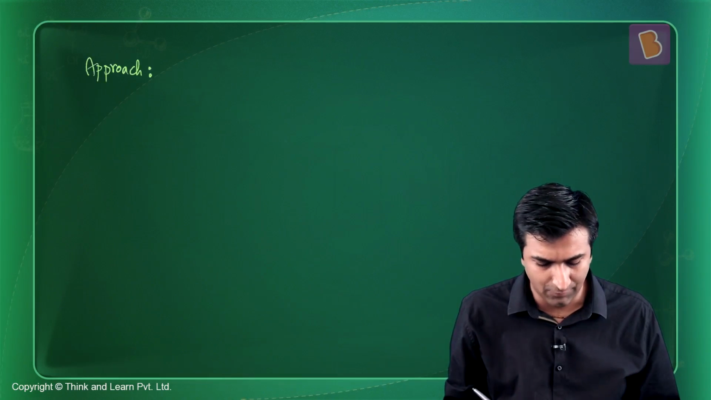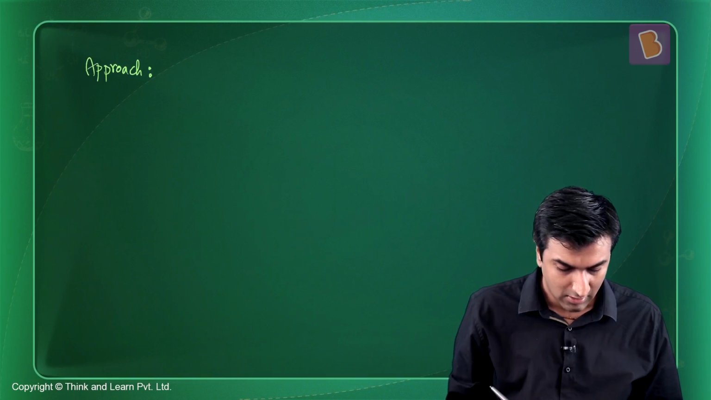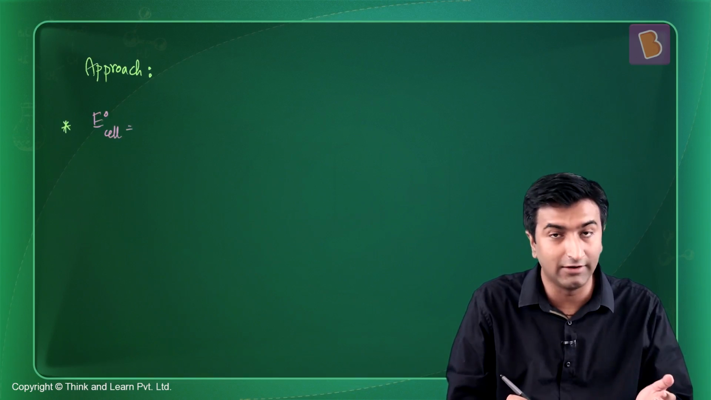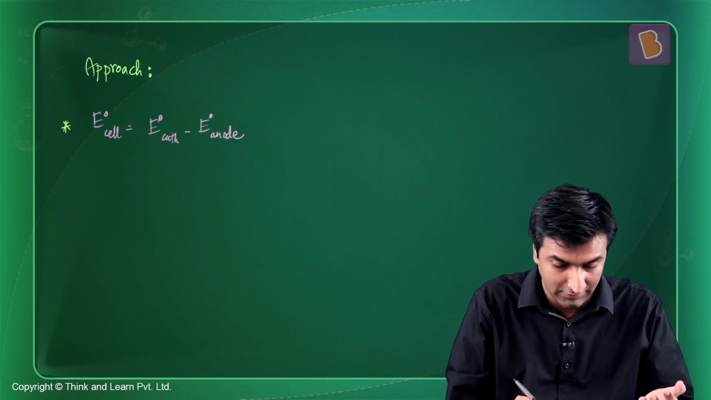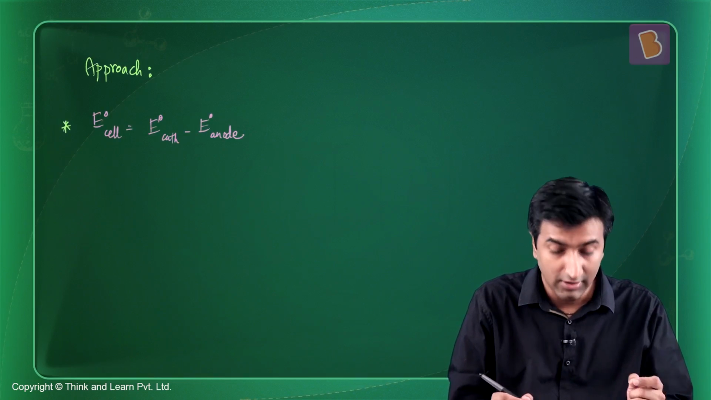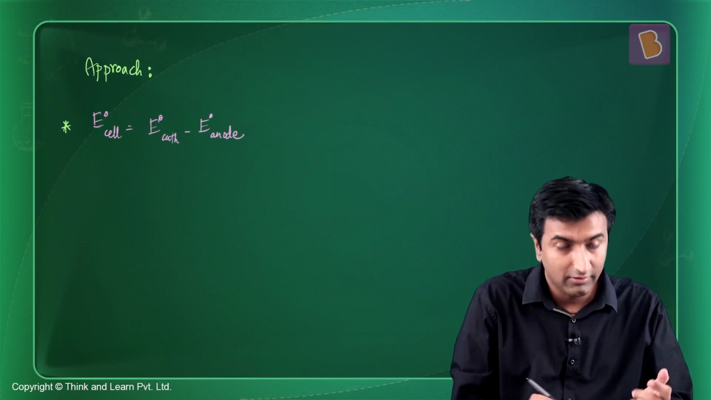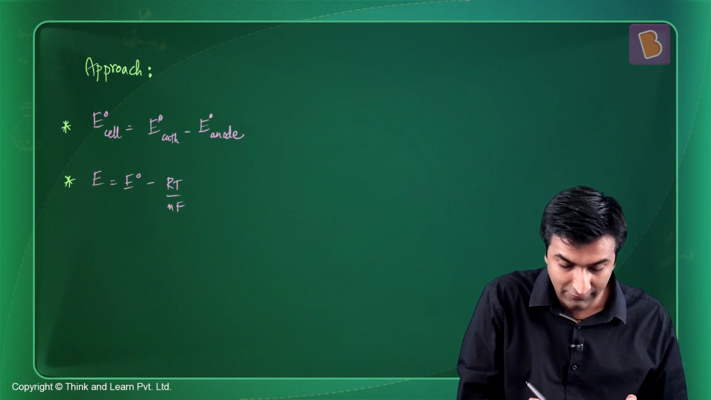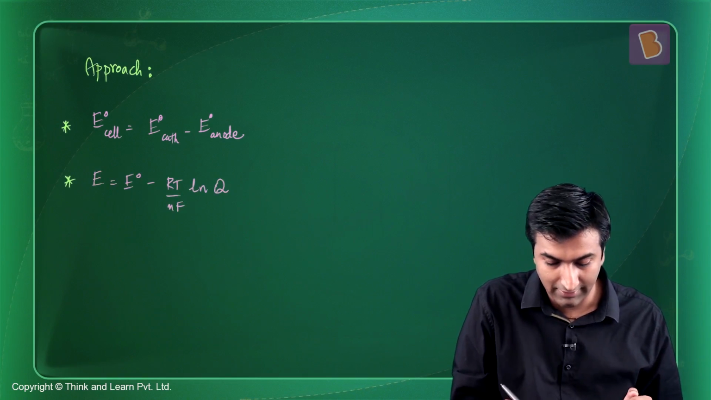Let's get started. Let's look at the approach first. What's the approach going to be like? Well, the first thing is we're going to have to do E naught cell equals E naught cathode minus E naught anode. That's a standard equation. Let's do that and we can get E naught. Once you have that, you know that from the Nernst equation, E is equal to E naught minus RT by NF ln Q. We need to substitute that there.